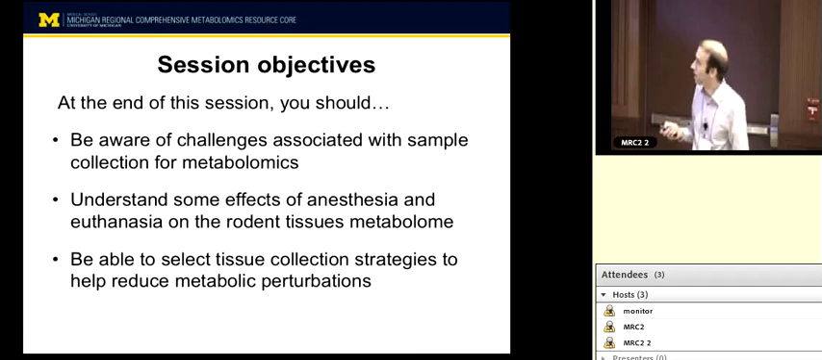So the goal of this study was to examine the effect of 6 commonly used methods of anesthesia and/or euthanasia that you might use when you're dealing with your animals in the lab on the metabolome, and devise a recommended strategy. This reference is available. We published this in PLOS One a couple years ago now, and you can look at the results from this study in detail.